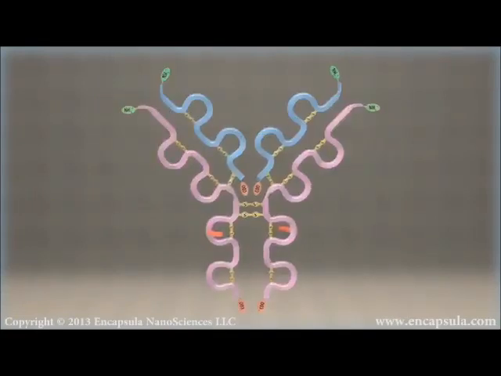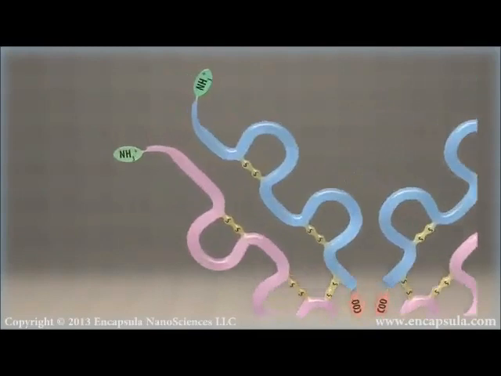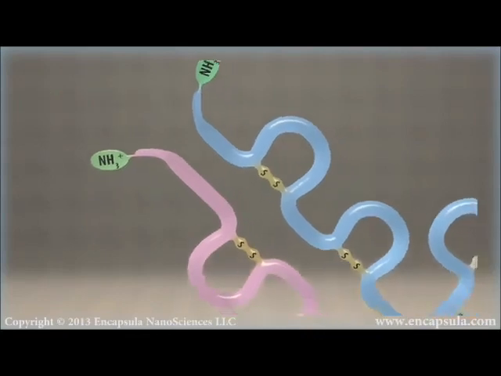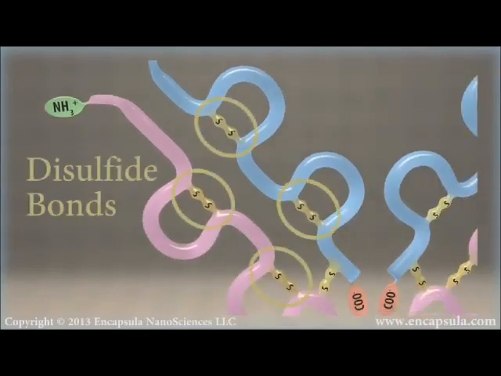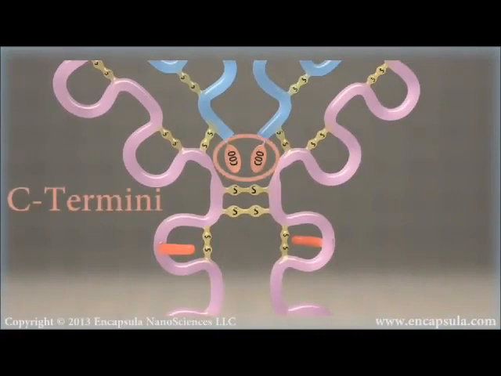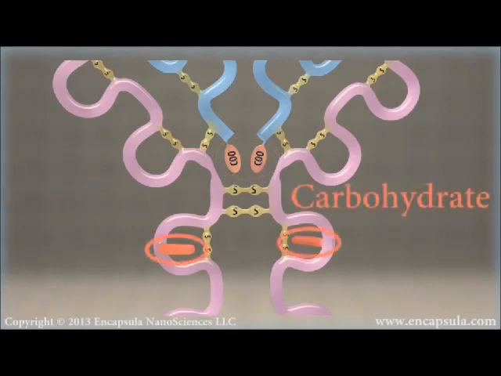The N-terminus refers to the start of a protein or polypeptide, terminated by an amino acid with a free amine group. The heavy and light polypeptide chains of the antibody are held together by disulfide bonds. The C-terminus is the end of an amino acid chain terminated by a free carboxyl group. The 2 identical heavy chains each carry covalently attached oligosaccharide groups.